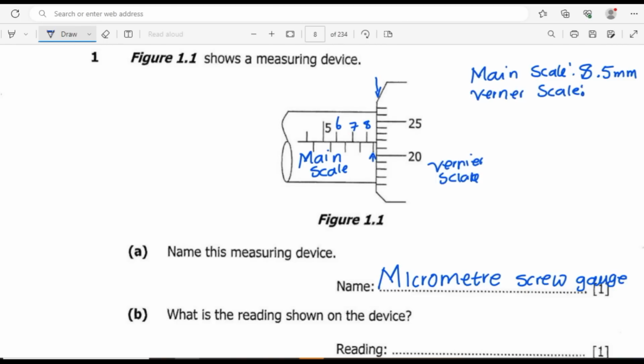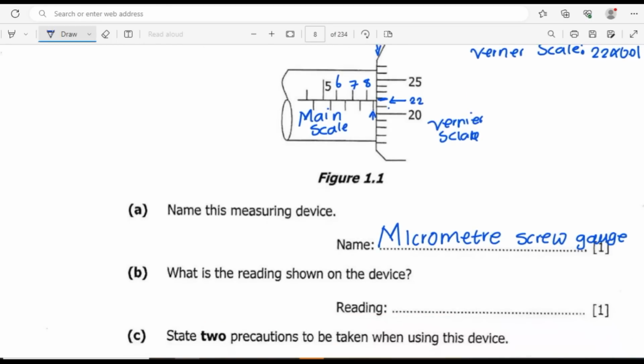From the vernier scale we need to look at a horizontal line that is coinciding with the main scale and the vernier scale. So whatever line we have here, you can see that if this is 20, 21, so this is on 22. The rule is whatever number you get on the vernier scale, you multiply by 0.01. So if you multiply this, you get 0.22 millimeters.